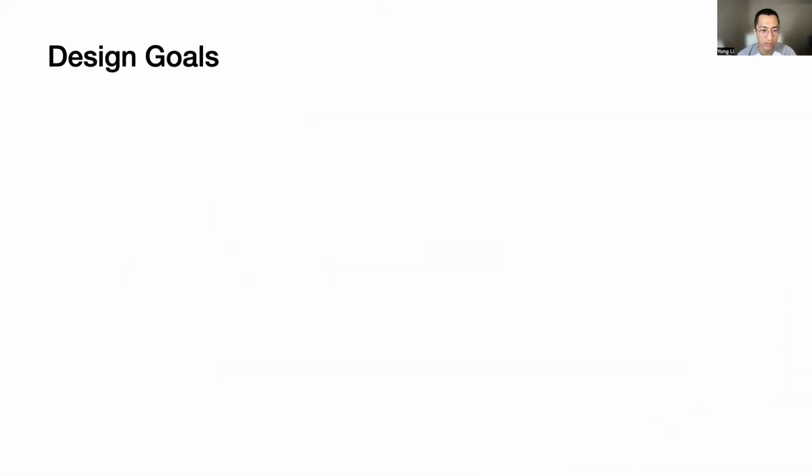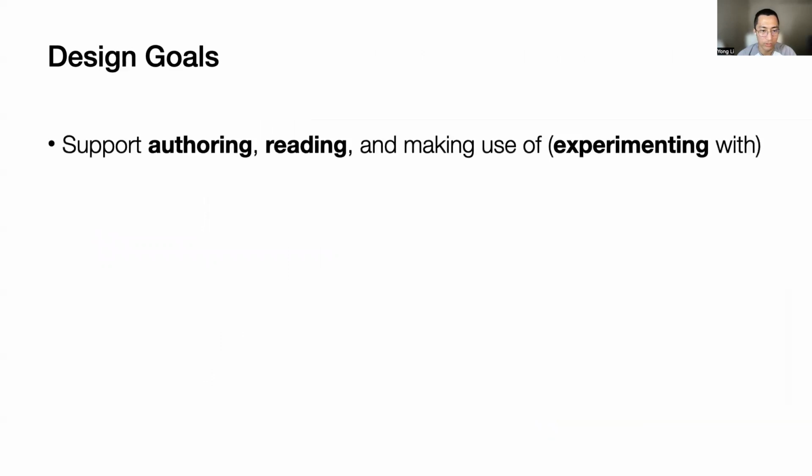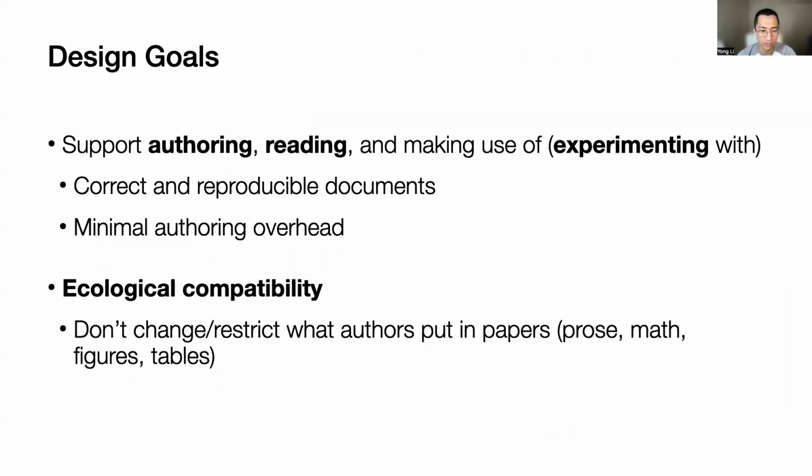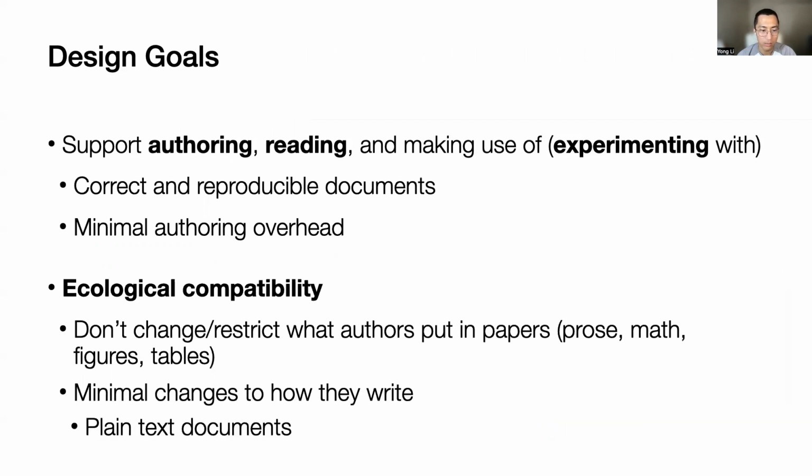We have two design goals. The first is to support authoring, reading, and making use of correct and reproducible documents with minimal authoring overhead. The second is to provide ecological compatibility, which means we don't want to change or restrict what authors put in papers, such as prose, math, figures, and tables. And we want minimal changes to how they write. For example, we prefer plain text documents.